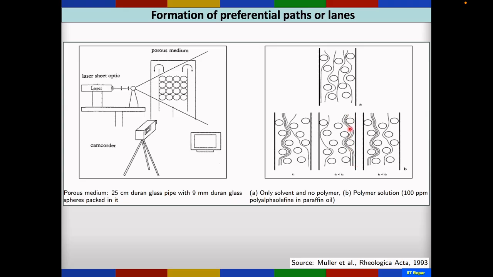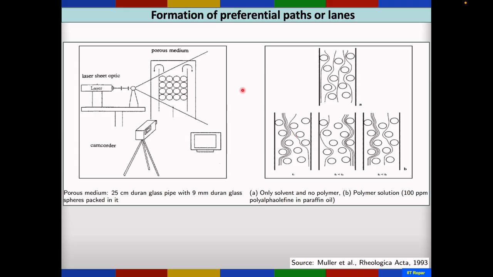You can see this is the place at this time instant, and again at the next time instance this path actually shifted back to its original position. So some preferential paths or lanes are forming, and those are not even fixed, they are also changing their position with time. So these people first termed this phenomenon as preferential paths or lanes that form during the flow of viscoelastic fluid through microporous media.